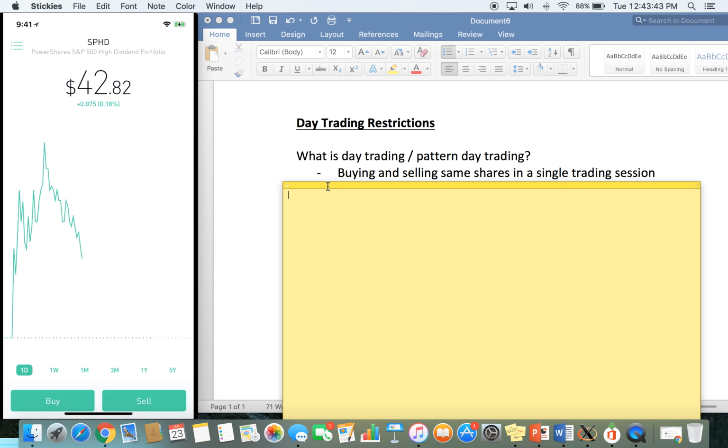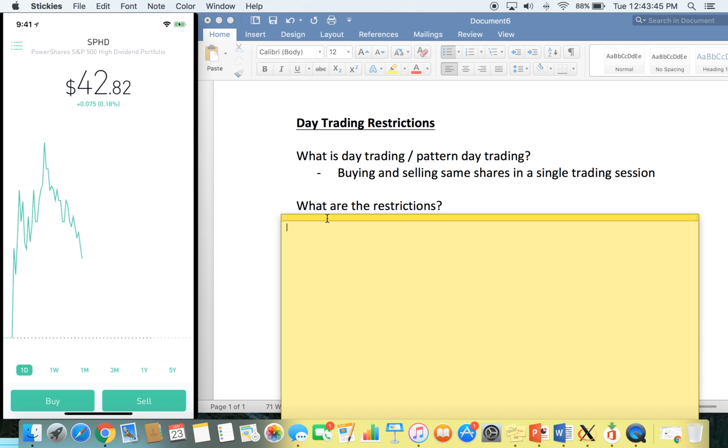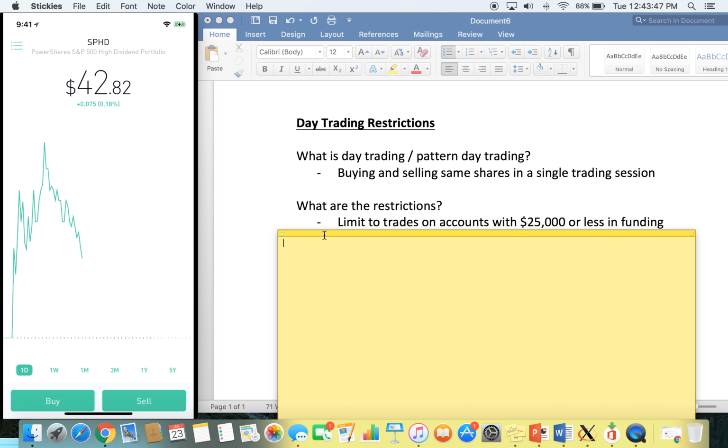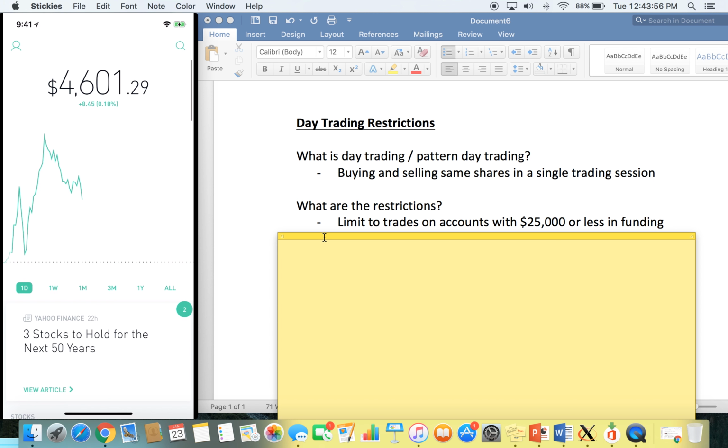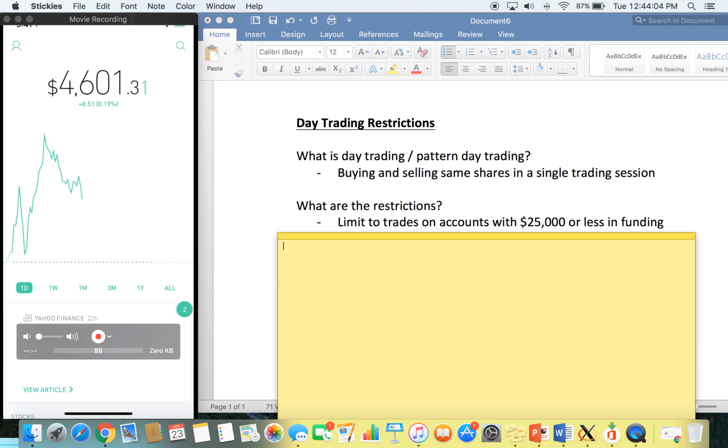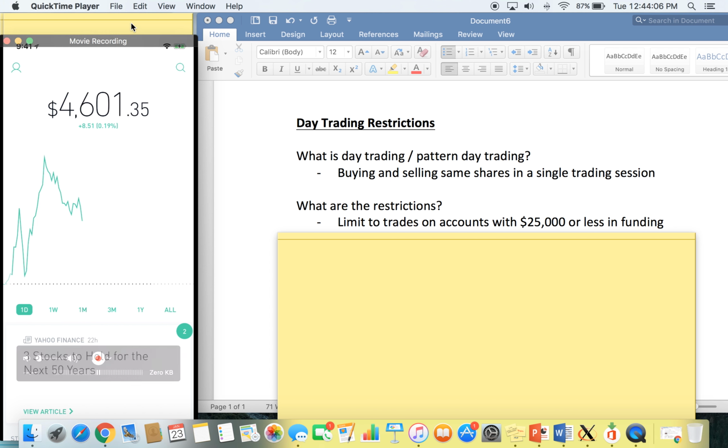Make sense? All right. So next, what are the restrictions? Essentially these restrictions limit trades on accounts with $25,000 or less in funding, and that limits the vast majority of investors, especially in Robinhood, because most Robinhood accounts are for beginners, so most people aren't going to have $25,000 to throw around on their very first trading account.